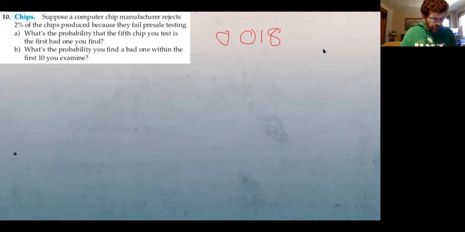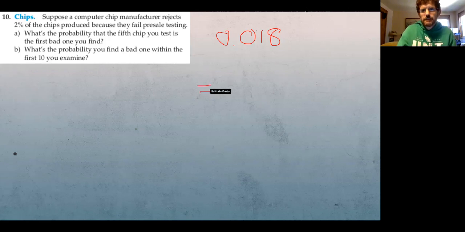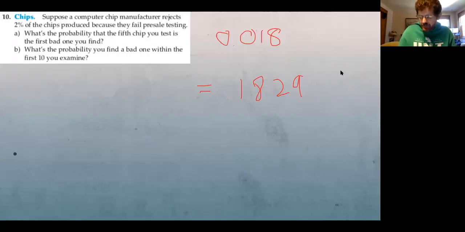So now let's answer the next one. What's the probability that we find a bad one within the first 10 we examine? All right, so I'll just put an equal sign right here. I'm going to see if you guys can figure out how to find that. We'll go over it in case anyone's confused. Okay, so it's about an 18% chance.